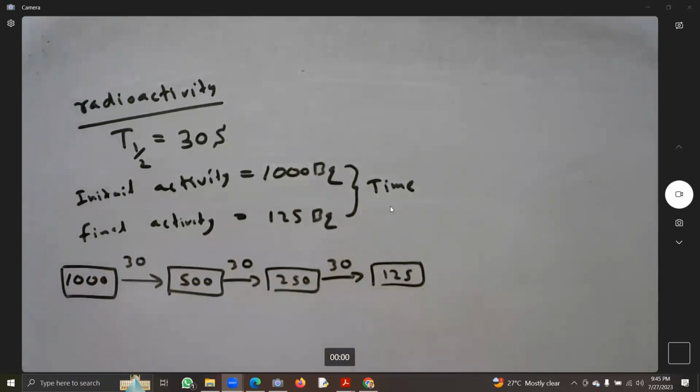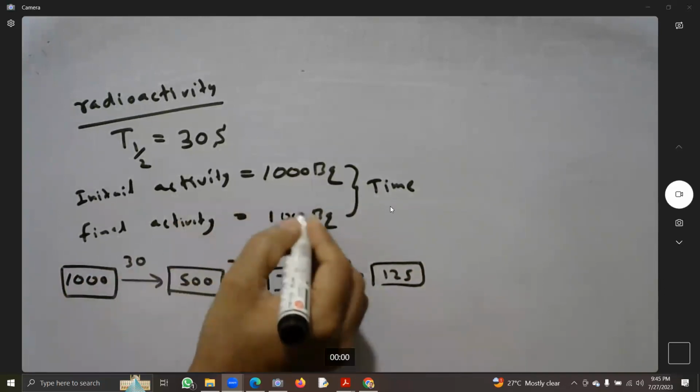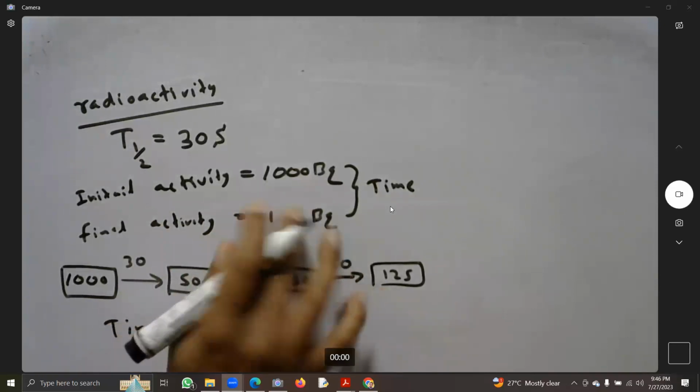But the issue is this method won't work if I say 100. This is not a linear relationship. Getting it? Now for this it will work. My answer will be 90 seconds. How long will it take? Time is 90 seconds. Is this part clear?